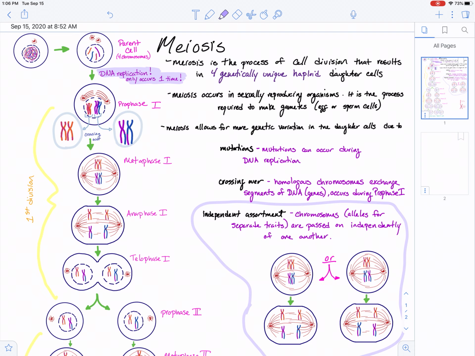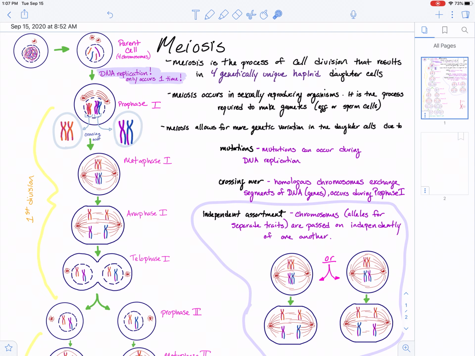This video is going to go over the process of meiosis. So meiosis is a different type of cell division than mitosis. In meiosis, it's a type of cell division that's going to eventually result in 4 genetically unique haploid daughter cells.